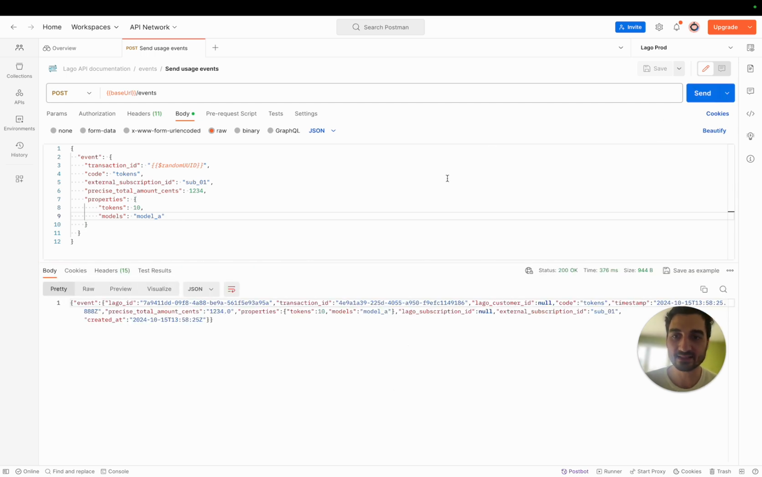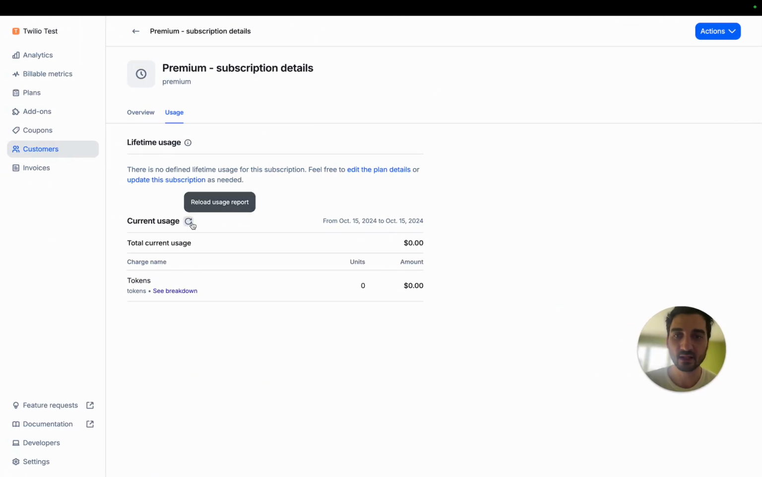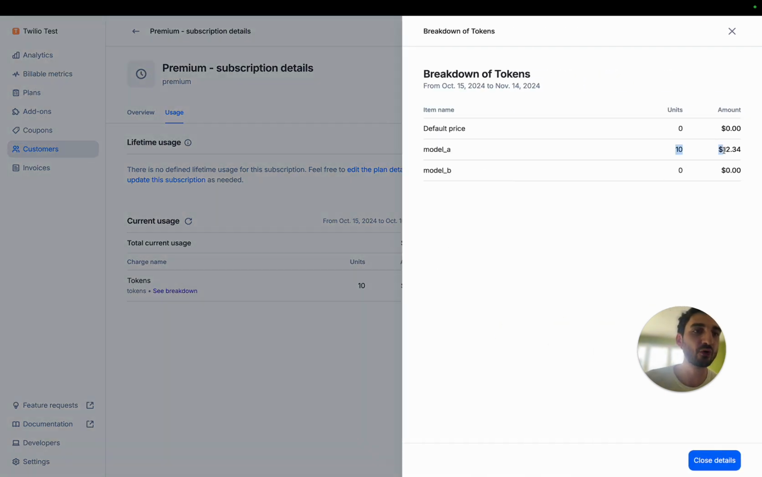I'm going to send that. The event is ingested. I'm going to remove that. I'm going to update that. And here you can see that 10 tokens are costing $12.34. And this is the price for these tokens at that moment.